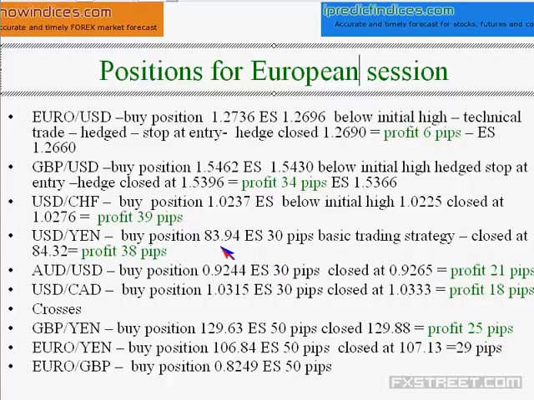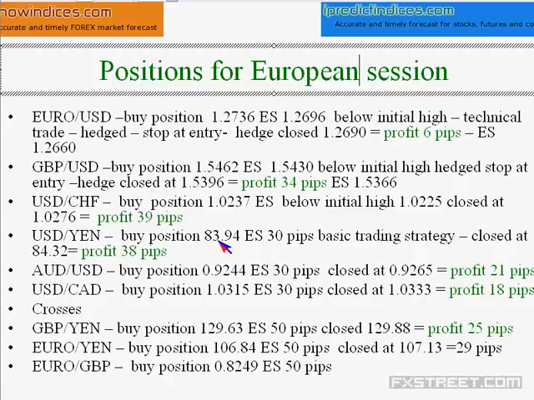Then USDN again 83.94. It's a basic trading strategy. Buying the CHF was a technical trade, buy above the high, because Euro and CHF both they showed a positive net change. So I know that they wanted to make a contrarian move. That is why I took a buy position above the high.